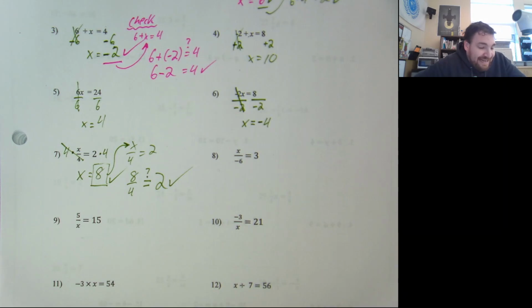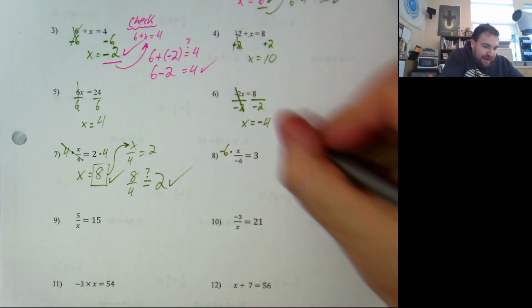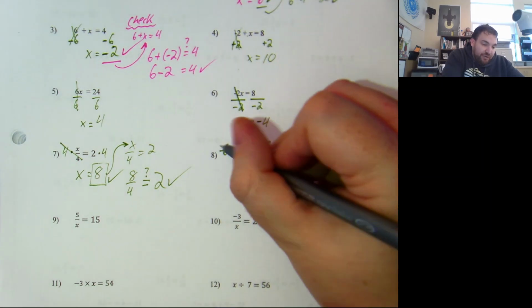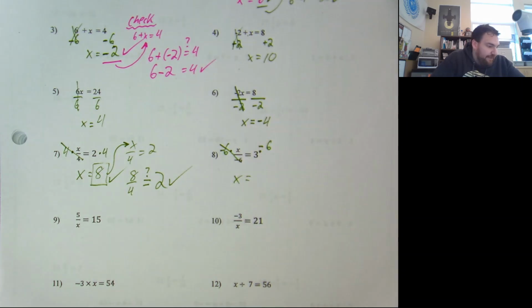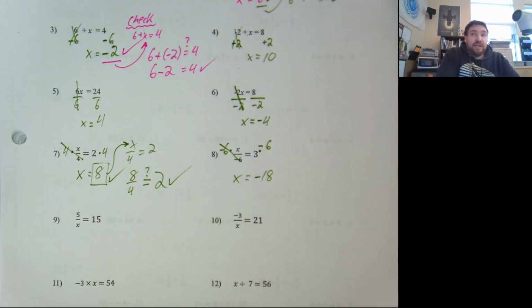I've got x divided by negative 6 now. How do I undo division by negative 6? What am I going to do? I'm going to multiply. And whatever I do to one side, I have to do to the other. Here they're going to cancel. X is going to equal what? Negative 18. You are welcome to use a calculator to show some of the algebra.